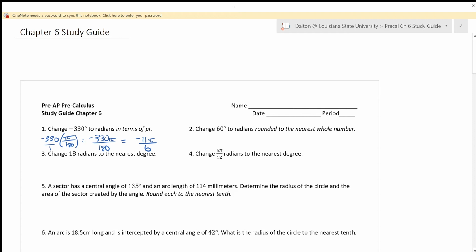Now, there is no unit for radians. If you want to put RAD behind it, you can, but it's understood, especially by the directions, that your answer is in radians.